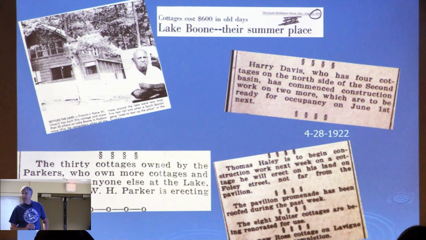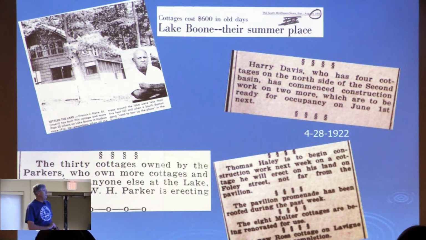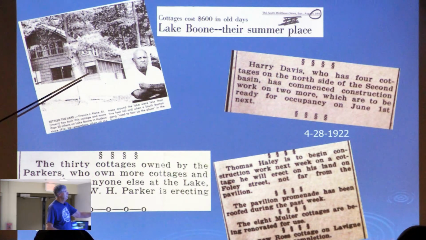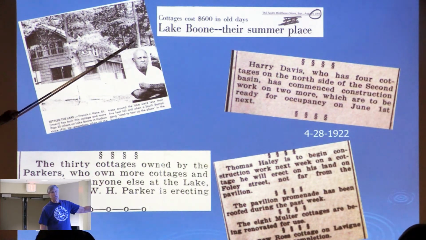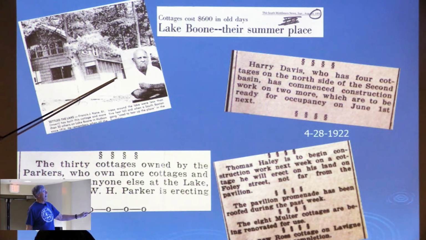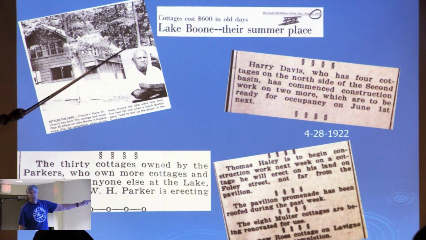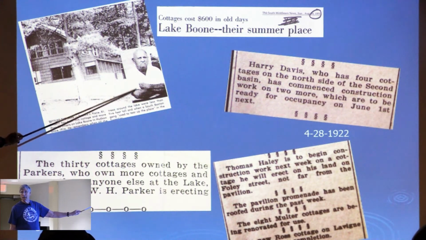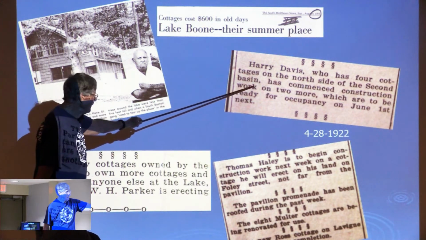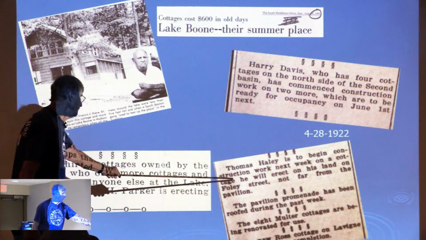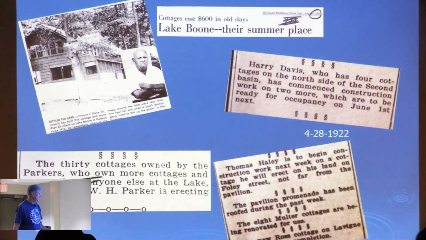1920s, tremendous amount of building. Here's a very happy looking Frank Kane. And this was kind of he was remembering back. And he developed around Oakmore, Worcester, and Hunter. Harry Davis building like crazy. Thomas Haley building. 30 cottages owned by the Parkers. Just an enormous amount of building in the 1920s.